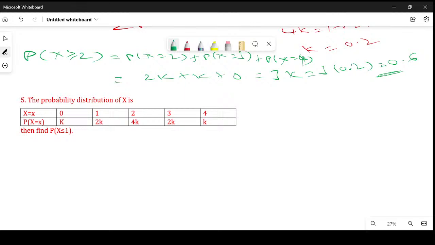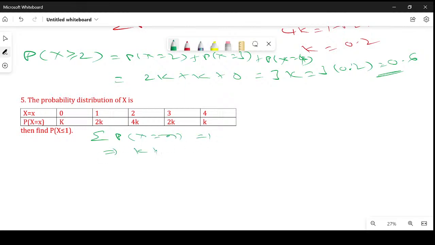See the fifth one. The probability distribution of x is given, and they are asking to find P(x ≤ 1). You can practice this. Think again: the sum of the probabilities is equal to 1. I can write sigma P(x) = 1. You can find the sum of the probabilities.